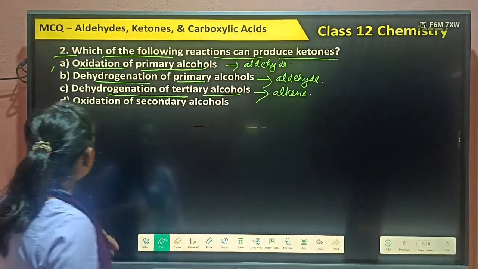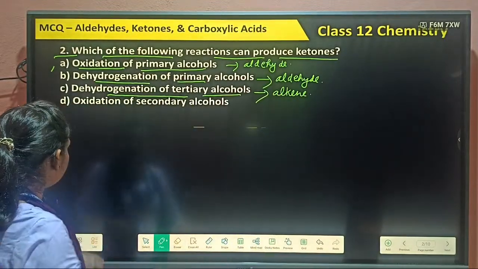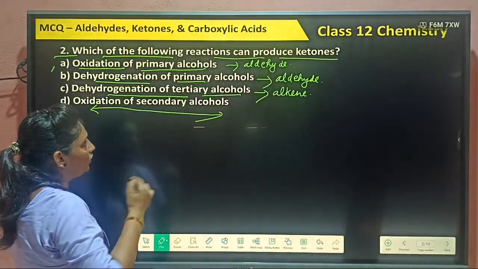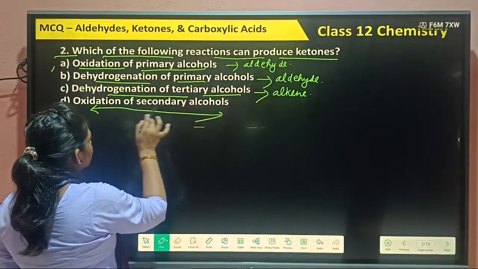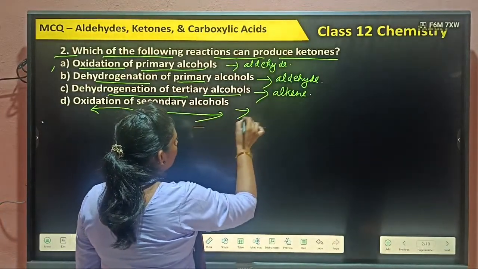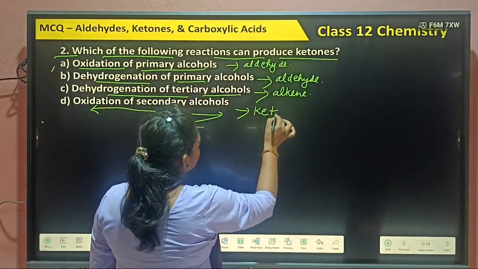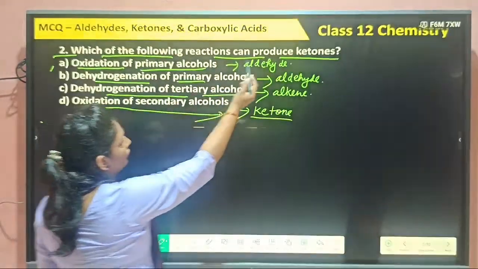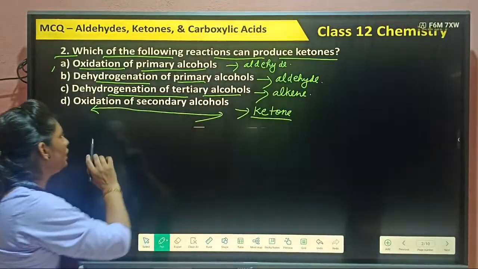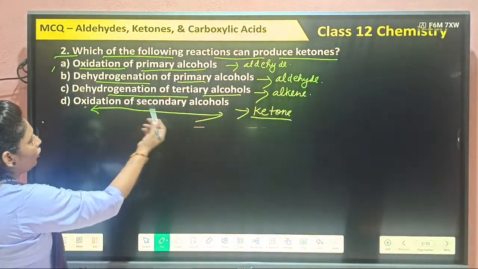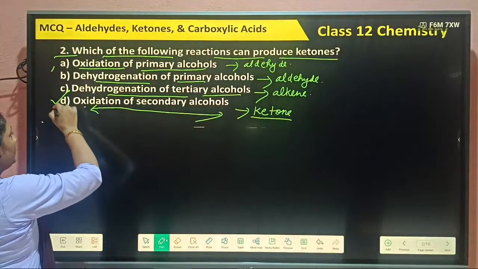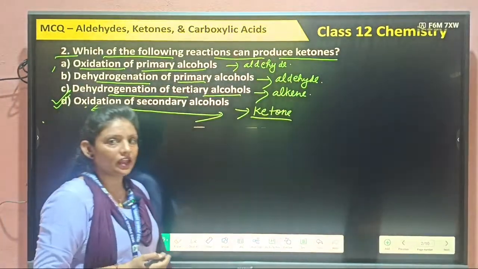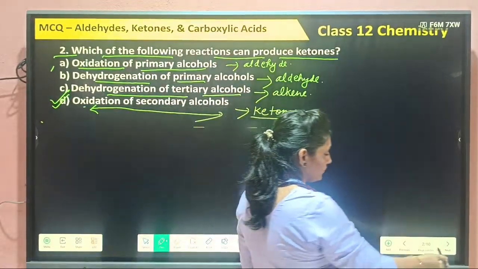Then students, oxidation of secondary alcohol. I have already explained in the first question that from oxidation of secondary alcohol we get ketone. He is asking by which reaction we can produce ketone, so we can produce ketone by oxidation of the secondary alcohol. So option D is the right option for this question.